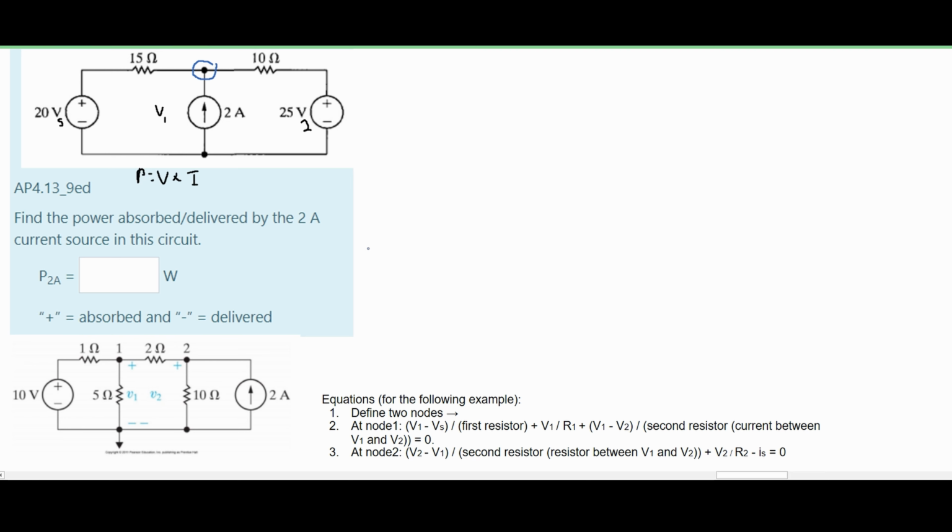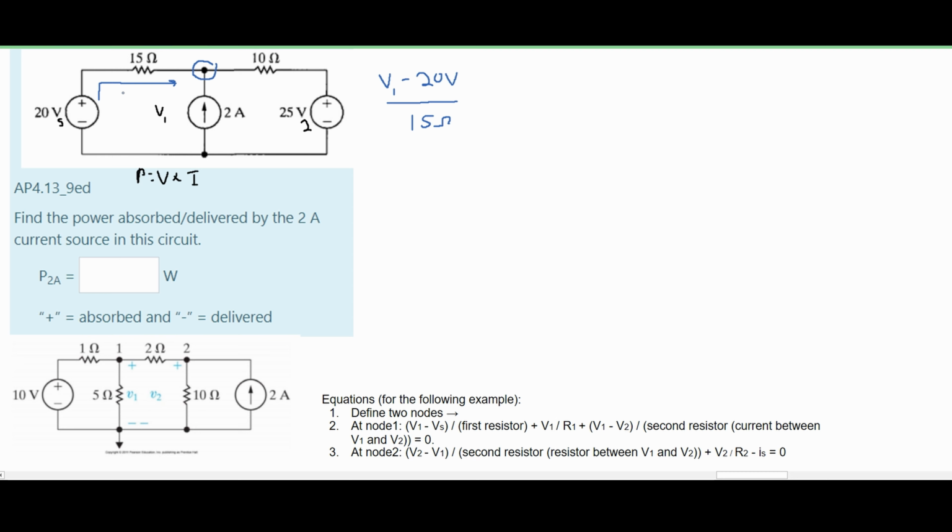Now we're going to actually use the node voltage method. This is just node 1, so we're basically going to write out the current at this node. Looking at this, we can see that our first current is going in this way. Since it's going in this way, we're going to have our voltage V1 minus our source voltage, which is 20 volts, and this is all going to be over the 15 ohm resistor.